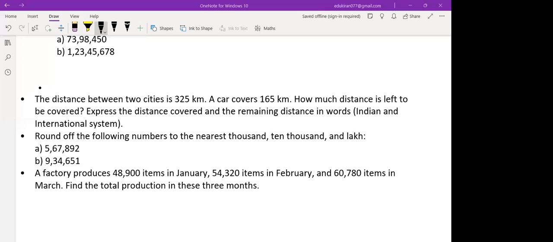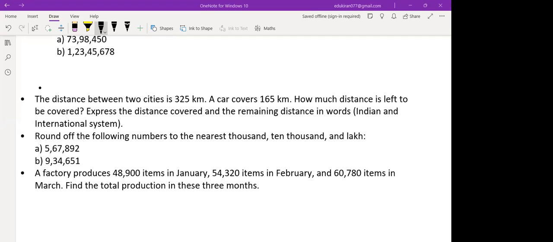Ma'am, for the first one, they're asking us to express the distance covered and the remaining distance in words, in the Indian and international system. So, ma'am, the answer is 650. How are we supposed to express that in the Indian and international system?